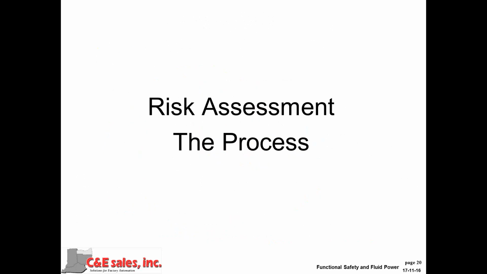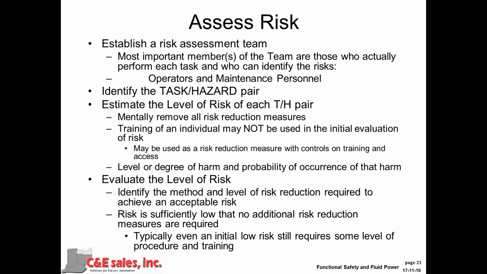So, having set the soft issues, let's take a look at the risk reduction process. First, you need a risk assessment team, typically made up of engineering and HRM folks, but the two most important entities in that team are the operators and the maintenance personnel. They're the ones that know what really goes on. They're also well aware of the close calls and near misses.